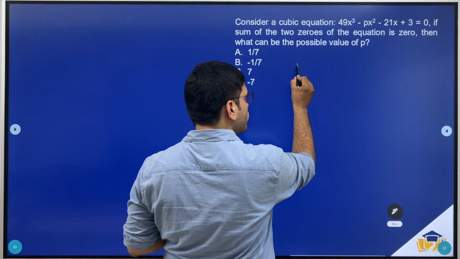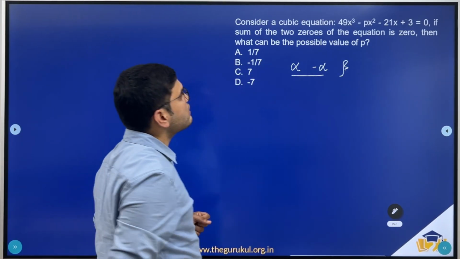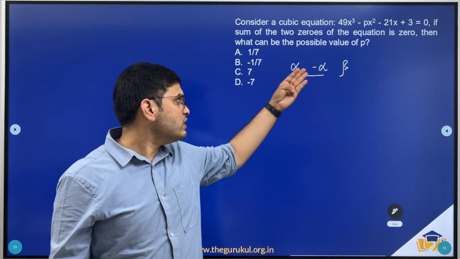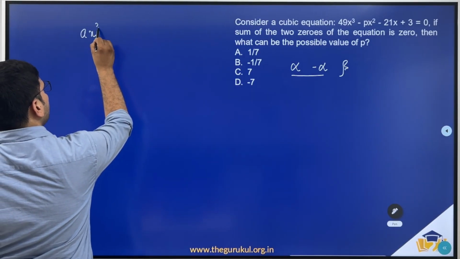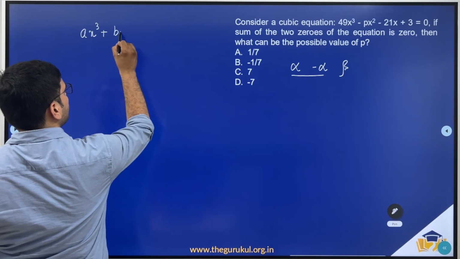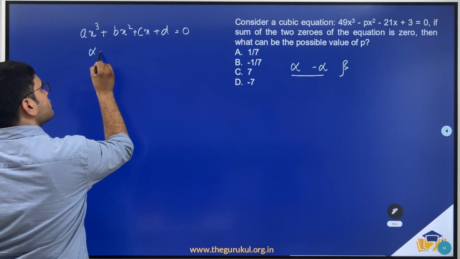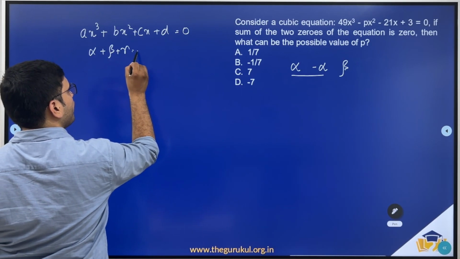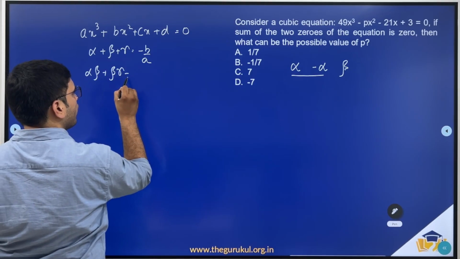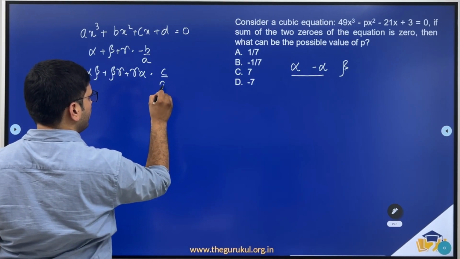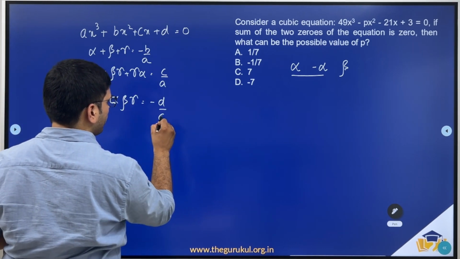So let the three roots be alpha, minus alpha and beta, because it is mentioned that the sum of two roots of that equation is 0. So if one is alpha, the other has to be minus alpha. And we know that if we have any cubic polynomial, right? So ax cube plus bx square plus cx plus d is equal to 0. Sum of roots taken one at a time will be minus b by a, two at a time is equal to c by a, and all three at a time is equal to minus d by a.